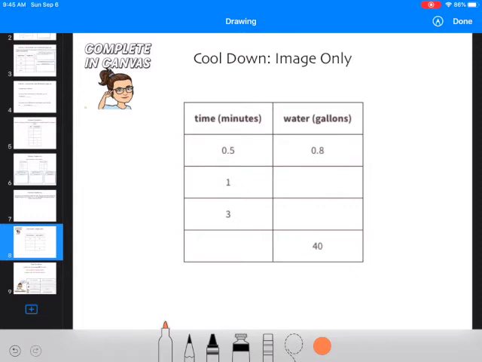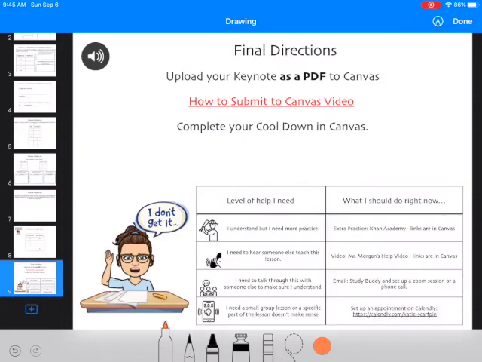So now you have your cool down. Here's your image. You want to go onto Canvas and see what the question is. And since we've been drawing all over our keynote today, you need to be drawing all over your keynote for your cool down. If you're just reading it and clicking on one, that's not going to be super helpful. Then I need you to submit this as a PDF.